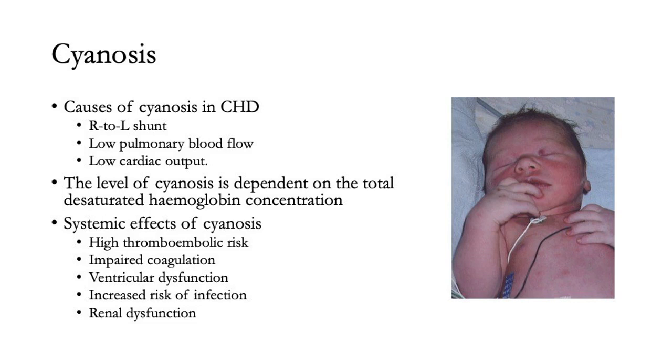Cyanosis can result in a high thromboembolic risk due to increased mass and rigidity of the erythrocytes and hyperviscosity. There may be impaired coagulation due to a decrease in von Willebrand factor and vitamin K-dependent clotting factors, primary fibrinolysis, and a decrease in platelet functionality, resulting in a high risk of hemorrhage. Cyanosis may also result in systolic and diastolic ventricular dysfunction, and a risk of infection such as endocarditis, brain abscess, and pneumonia. It may also cause renal dysfunction due to hypoxemia.